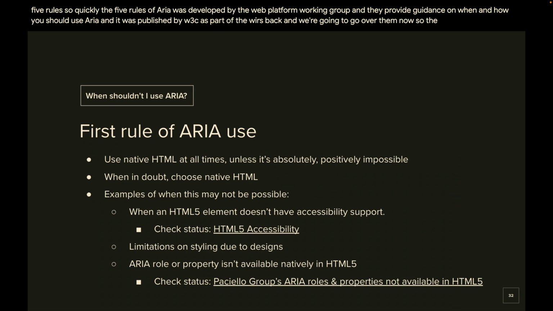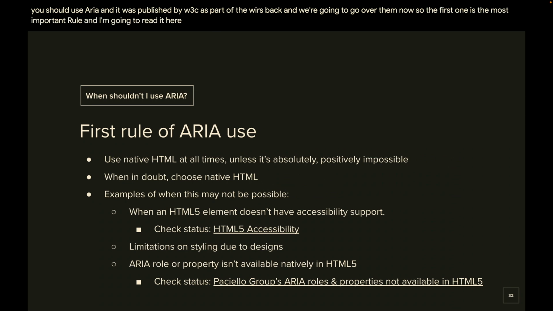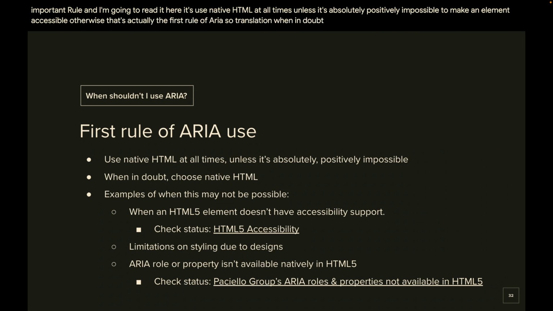So the first one is the most important rule, and I'm going to read it here. It's use native HTML at all times unless it's absolutely positively impossible to make an element accessible otherwise. That's actually the first rule of ARIA. So translation, when in doubt, choose native HTML. That's a nice shorter way of saying it.